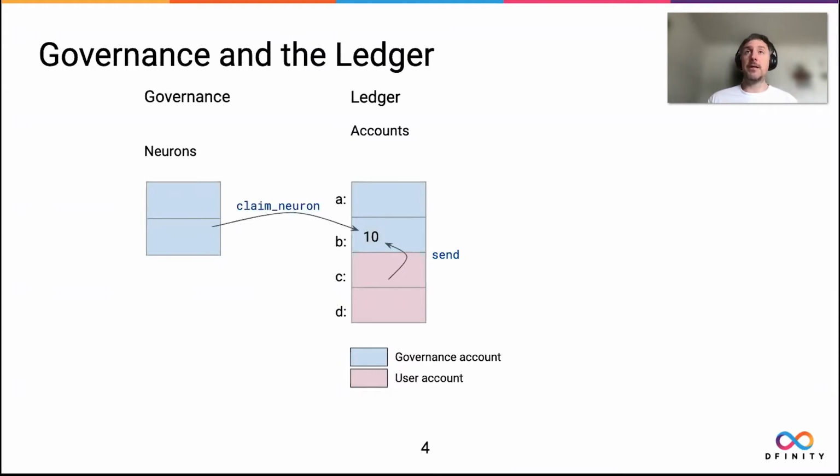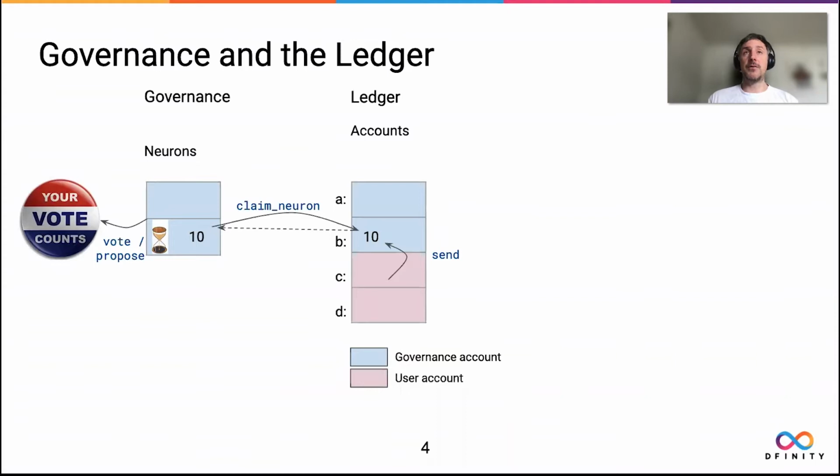Then the user can issue a claim neuron call to the governance canister. As a consequence, the governance canister goes to the ledger and queries it about the state of the target account, in this case B, and the ledger answers to the governance canister that the current balance is 10. The governance canister then updates what's called the cached stake. It says, okay, this is 10, and it then locks this stake for a while.